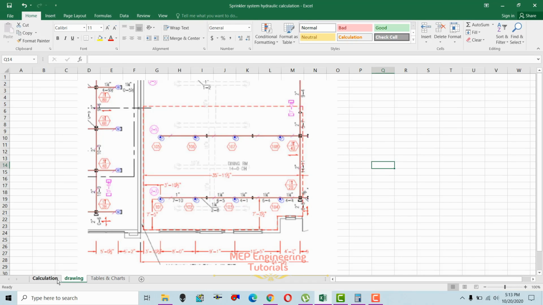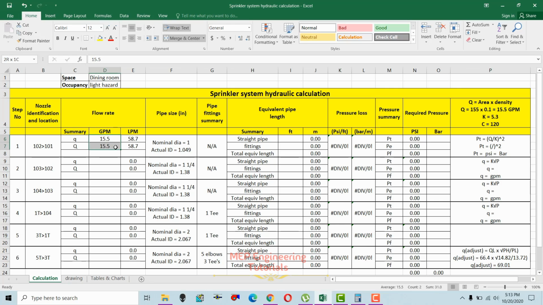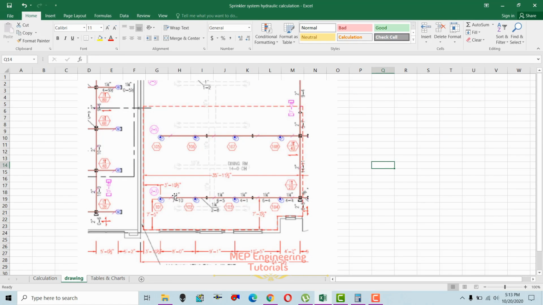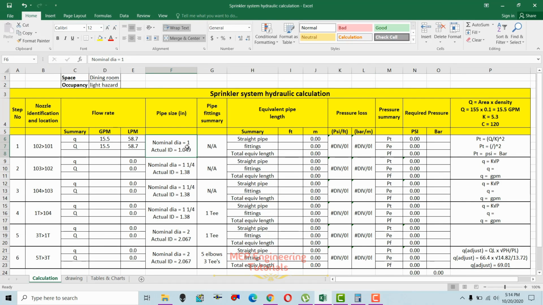So we can go in here and write the GPM, and then we have to write the pipe size. The nominal diameter in the drawing is 1 inch, so we write nominal diameter 1 inch, but we also have to write the actual internal diameter. For a 1 inch pipe size, the actual internal diameter is 1.049. We have to write the actual internal diameter, because when we are using the equation, we have to use the actual internal diameter instead of the nominal diameter.